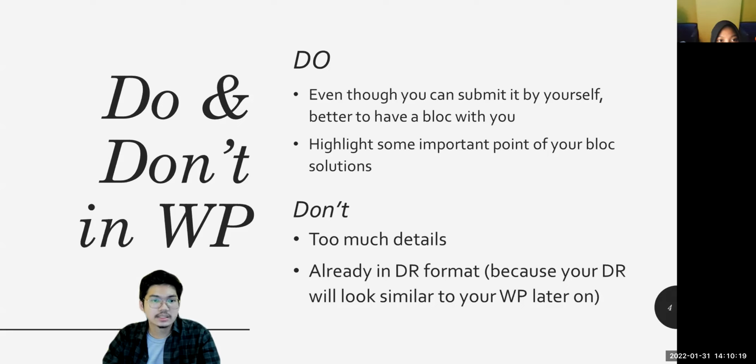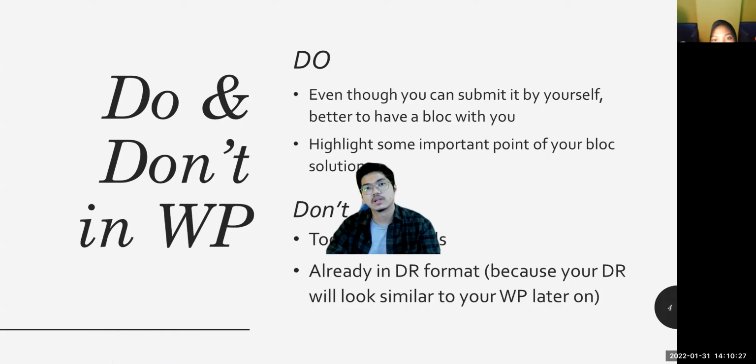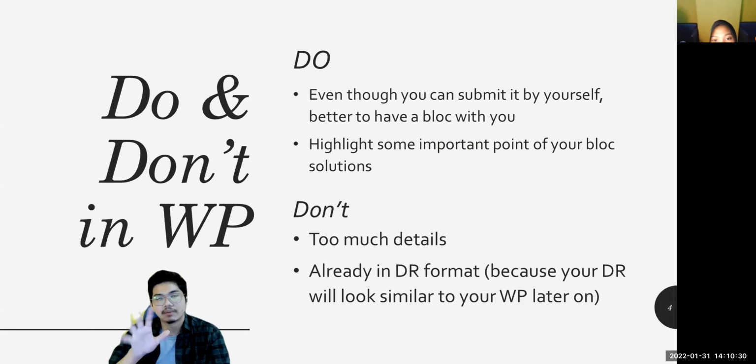And as you can see, in a working paper there are do's and don'ts. The first one is that even though you can submit it by yourself, you had better have a block with you. Why is that the case? Because remember that last week, we learned the minimum number for a draft resolution to pass. If we have 30 delegates in the council, for example, the minimum number for a draft resolution to pass is 2/3 of the total delegates. 2/3 of 30 is 20. So if you want to pass a resolution, you need to have at least 20 delegates on your side.